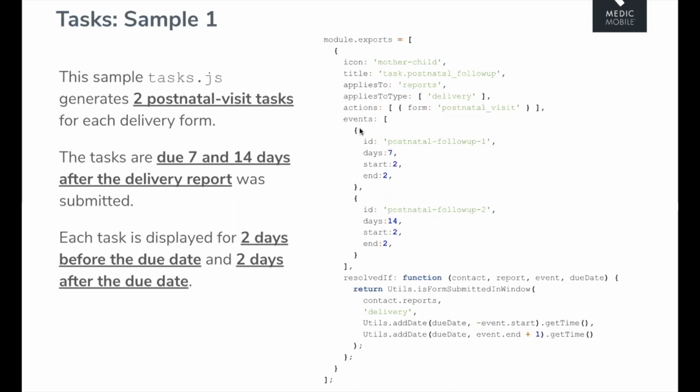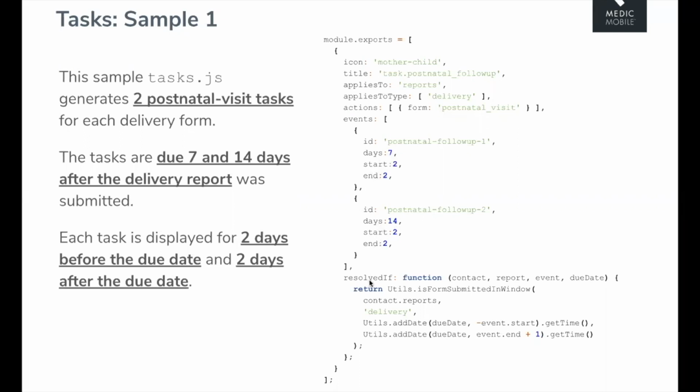And then in your events, you have 2 events. This represents the 2 tasks, the first visit and the second visit. The due dates would be 7 days after the form is submitted and 14 days after the form is submitted. And you want the task to start showing 2 days before the due date and keep showing until 2 days after the due date. So the start is 2 and the end is 2 for both of these tasks. You can have them different. It all depends on what your specifications are.